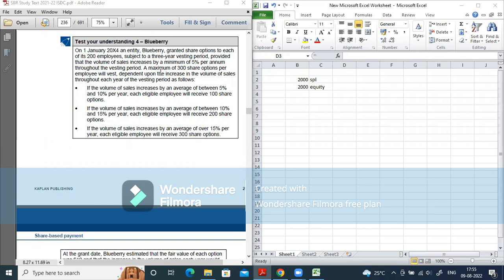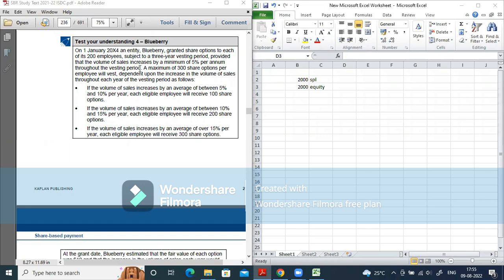So first, they granted share options to each employee; the total number of employees is 200. Now here there is a 3-year vesting period, so the service-based condition is 3 years. In addition to this service-based condition, it is provided that the volume of sales increases by a minimum of 5% per annum throughout the vesting period.